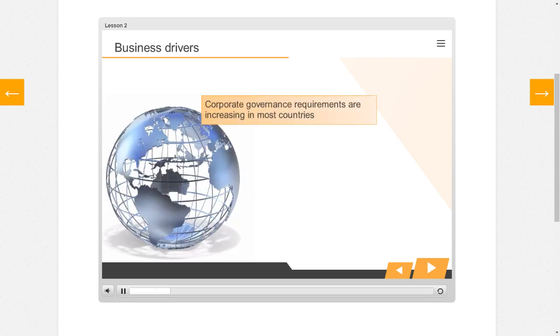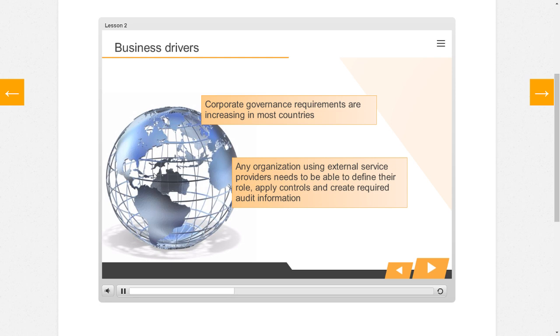Corporate governance requirements are increasing in most countries. If an organization is using external service providers, it needs to be able to define their role, apply controls, and create audit information where required. Failure to comply with corporate governance requirements can lead to a significant business impact.